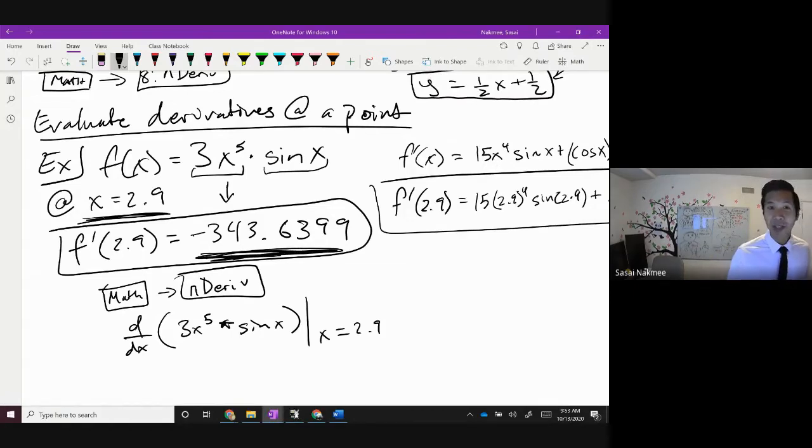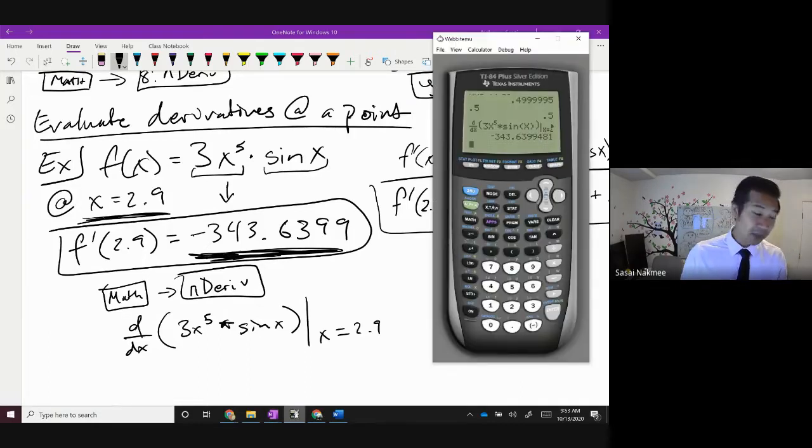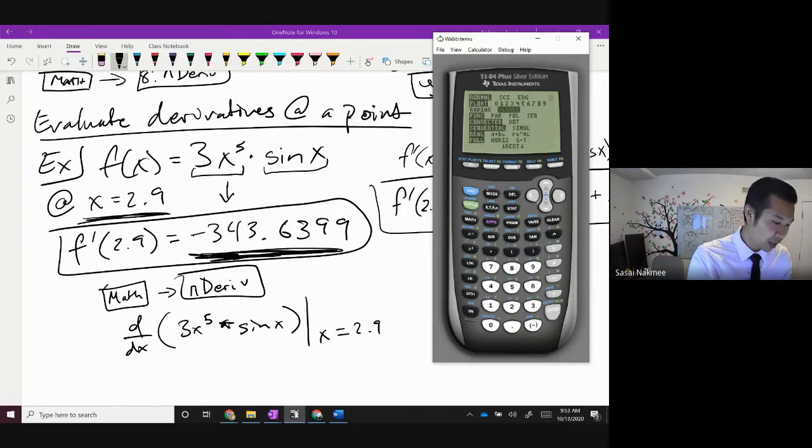By the way, did anyone try this and get a different number from my negative 343? There's a possibility that might have happened for some of you. If you are taking physics in particular, this probability is a lot higher, because in physics, your calculator is probably set to degrees, because in physics, you need it in degrees. In calculus, we need it in radians.